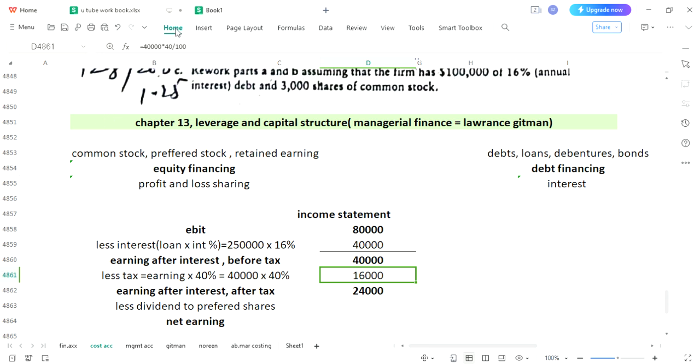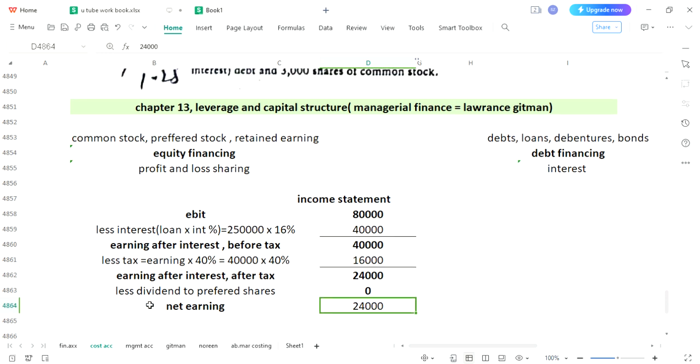Our problem has been sorted out. Now we can calculate our preferred dividend, which is not given in our question. It was mentioned that there are only two types of capital: shares from common stock and loan taken. Preferred stock and retained earning was not present, so you can write 0. After which you can calculate your final earning by subtracting dividend from earning after interest. Dividend was 0. Earning after interest was 24,000. So final earning or net earning which we have calculated is 24,000. So in this way your earning statement has been completed.